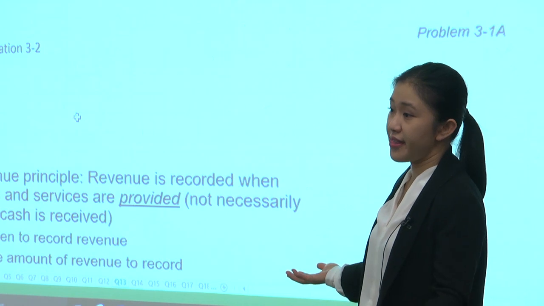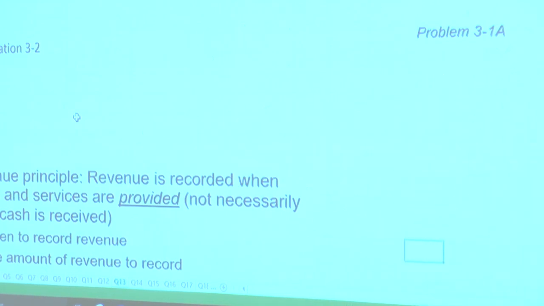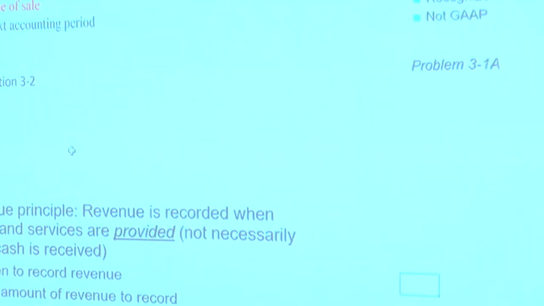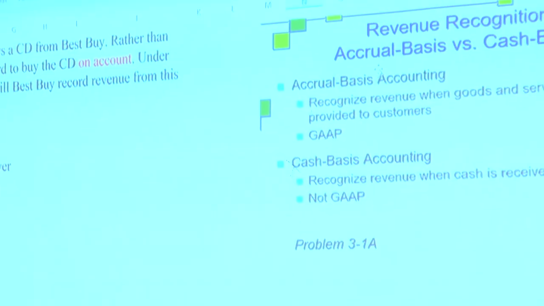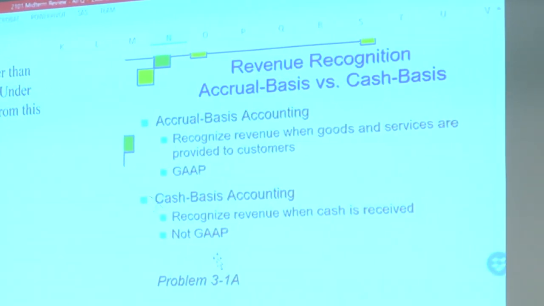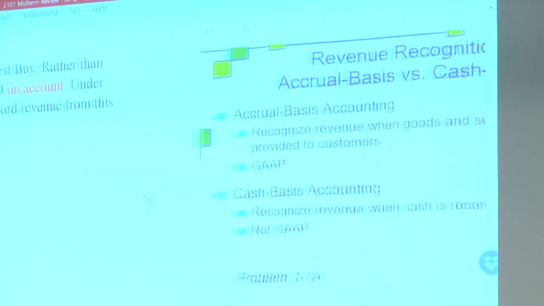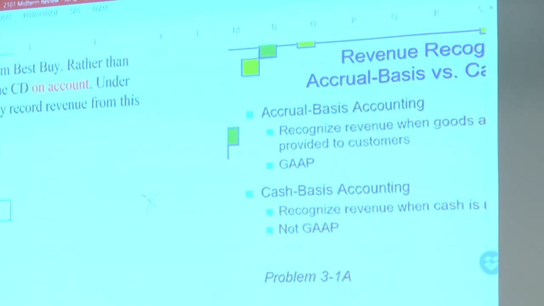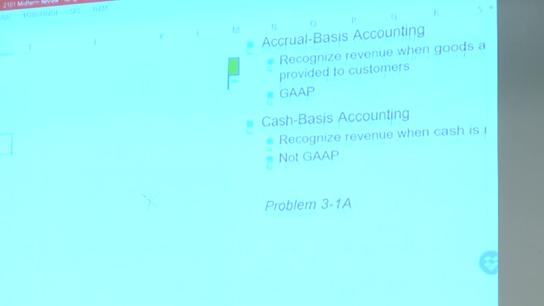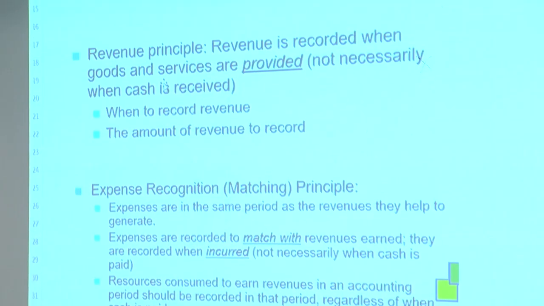How do we record things? And then Ming provided a very nice rule for each one. How do we record revenue? How do we record expense? And there are 2 different systems here. Now, since we are talking about Best Buy recording revenue, there is a rule. Let me put it all together.